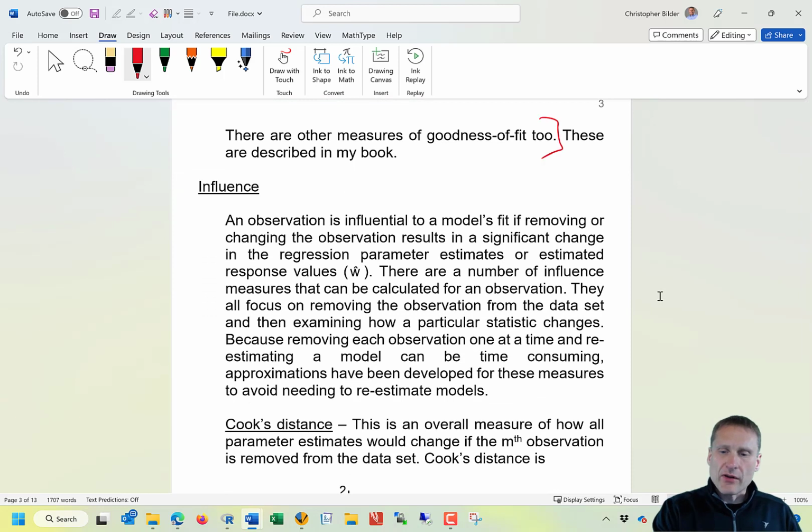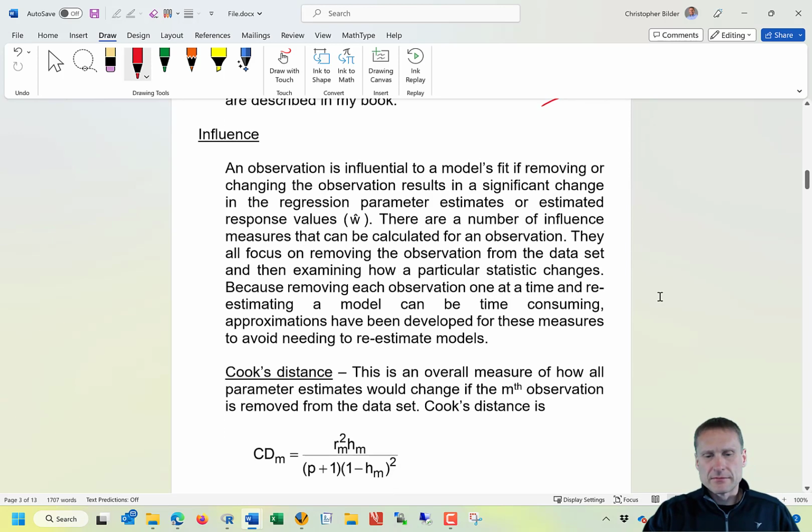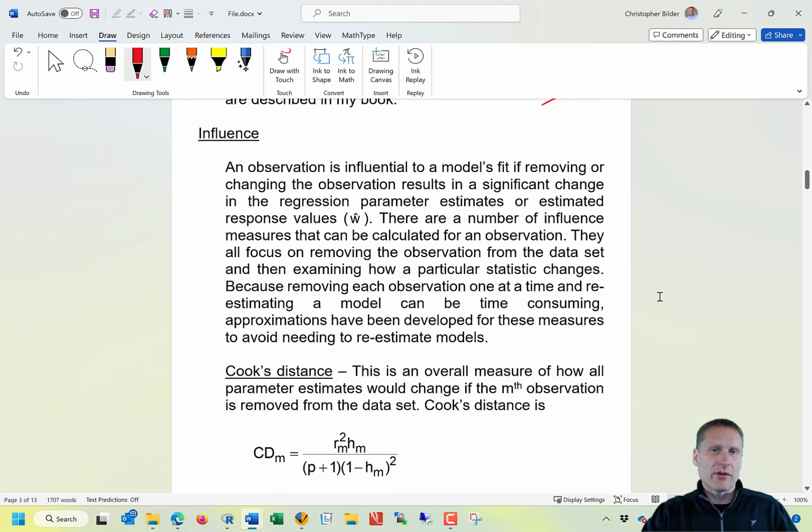Now, if you're interested, there are other goodness of fit measures as well. None of them are perfect. You can take a look at my book if you're interested in seeing them further. Okay, we'll look at an example shortly that applies some of these ideas to some data.